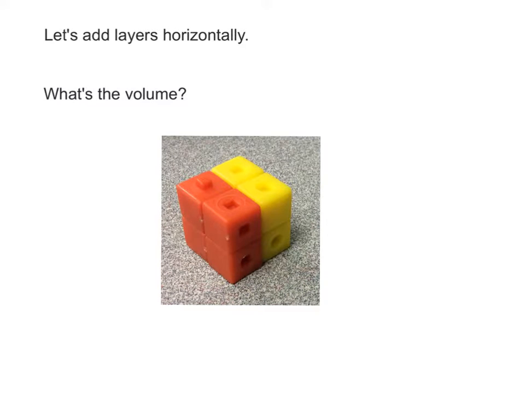Okay? Now we're going to add layers horizontally, meaning sideways. Do you see how I added the yellow layer to the orange layer? Now what's the volume of this? 8 cubic centimeters. Because we just added another layer, and how many more cubes did I add in the second layer? 4. So my first layer had 4, and then my second one I had another 4. So for a total of 8.